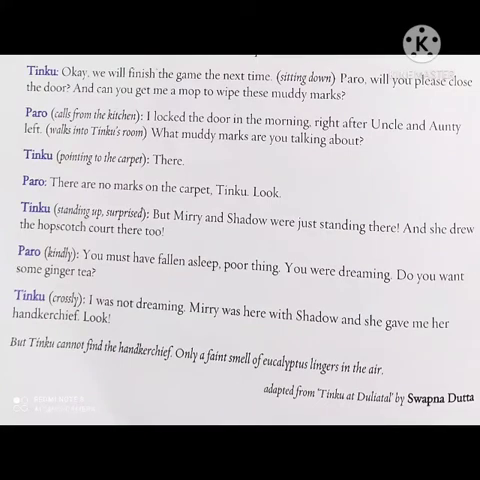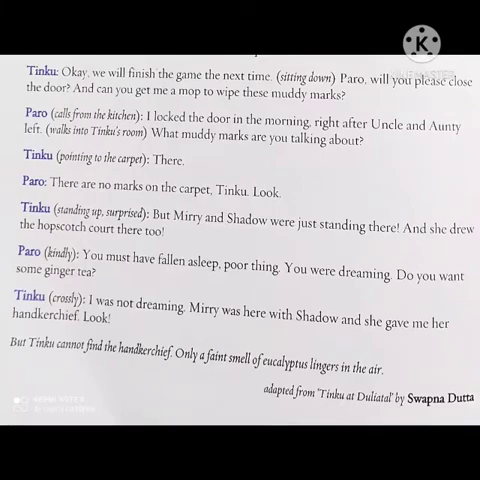Tinku, "Okay, we will finish the game the next time." Sitting down. "Paro, will you please close the door? And can you get me a mop to wipe these muddy marks?" Paro calls from the kitchen. "I locked the door in the morning right after uncle and auntie left." Walks into Tinku's room. "What muddy marks are you talking about?" Tinku pointing to the carpet. "There." Paro, "There are no marks on the carpet."